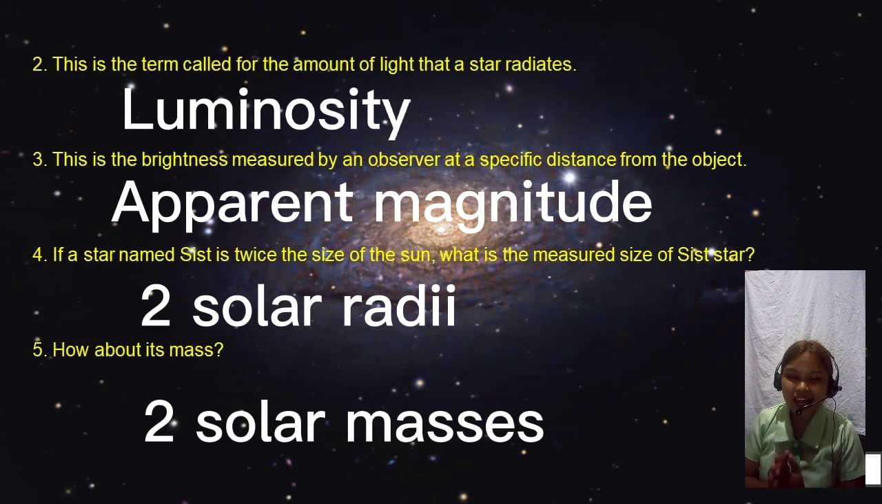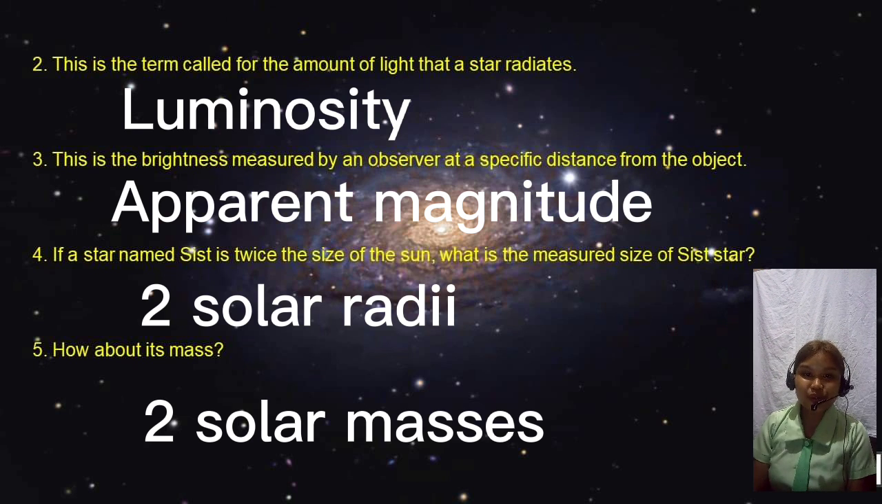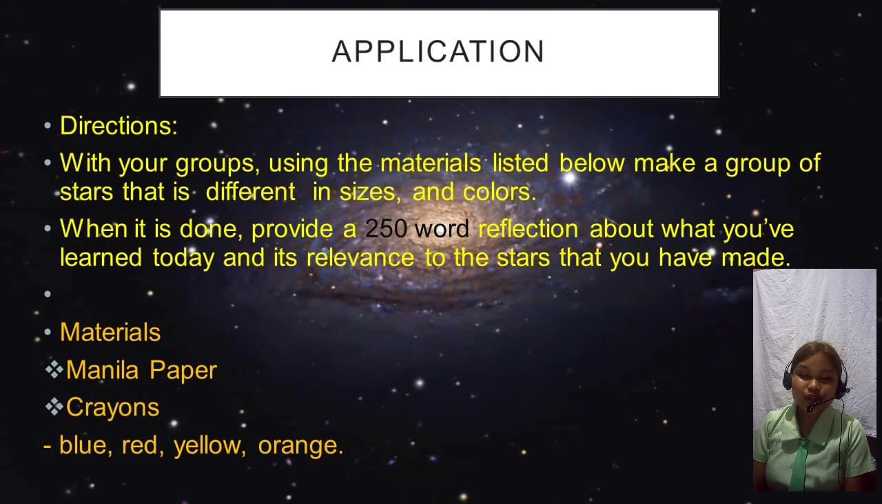Let's clap our hands, class. You all have done good today. I know you learned our topic for today very well. And for your assignment, with your groups, using the materials listed below, make a group of stars that are different in sizes and colors. When it's done, provide a 250-word reflection about what you have learned today and its relevance to the stars that you have made. That is to be submitted, or rather presented, next meeting.